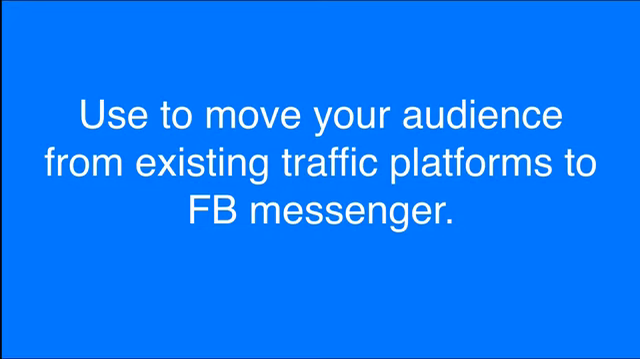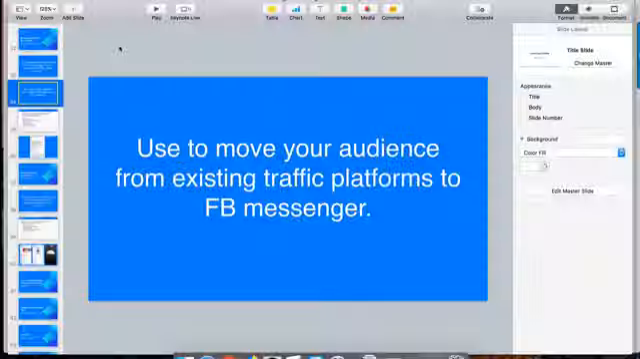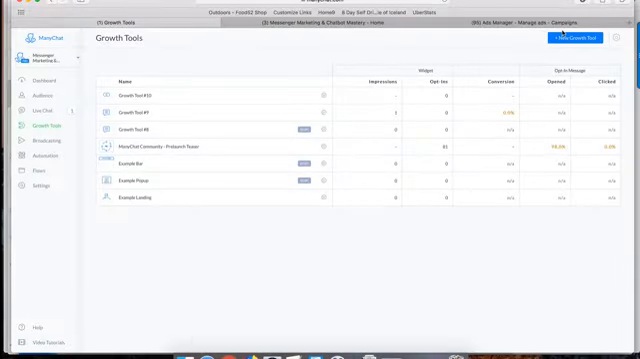It's a great way to diversify and to move your audience from an existing traffic platform to Facebook Messenger. So for example, if you have an email list and you want to diversify and you want them to be on your email list and to be a Messenger subscriber, you could use a ref URL inside of an email, send it to your list, and then when they click on the URL and engage with you in Messenger, they've now become a Messenger subscriber. So let me show you really quick how this works.